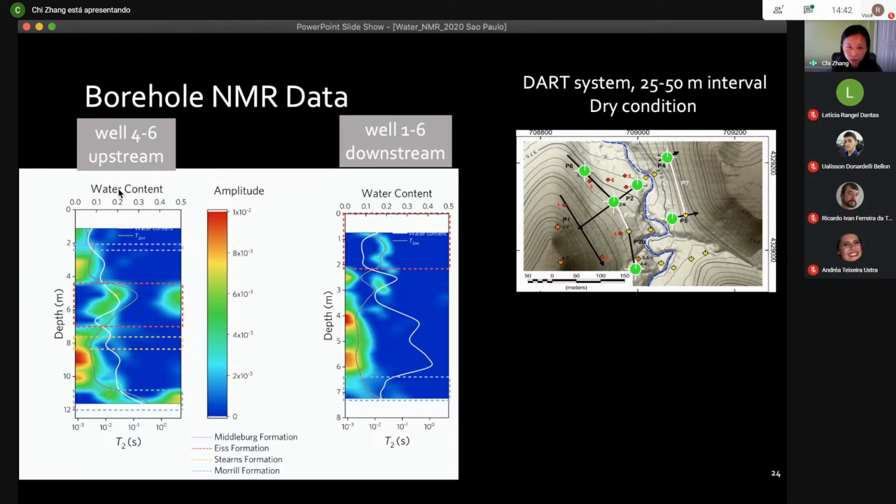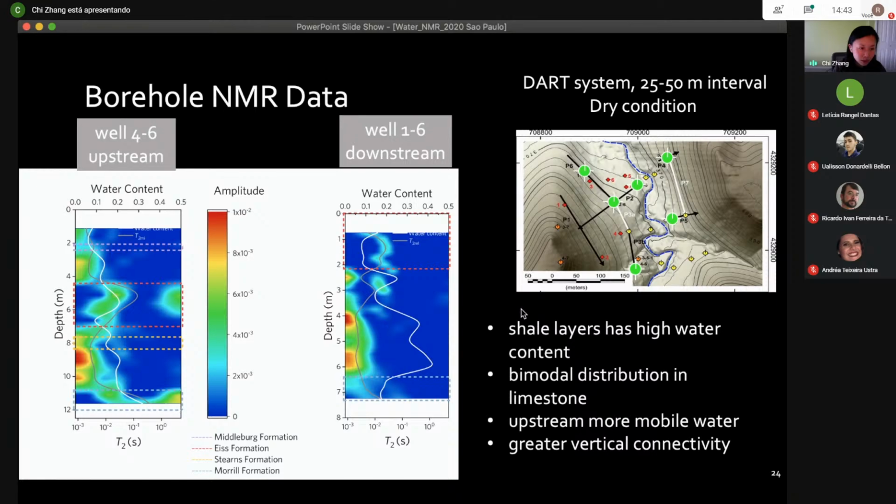And here I show these two wells. One is 4-6, which is this one here, and another one is well 1-6, which is this well here. So one is upstream and one is downstream.